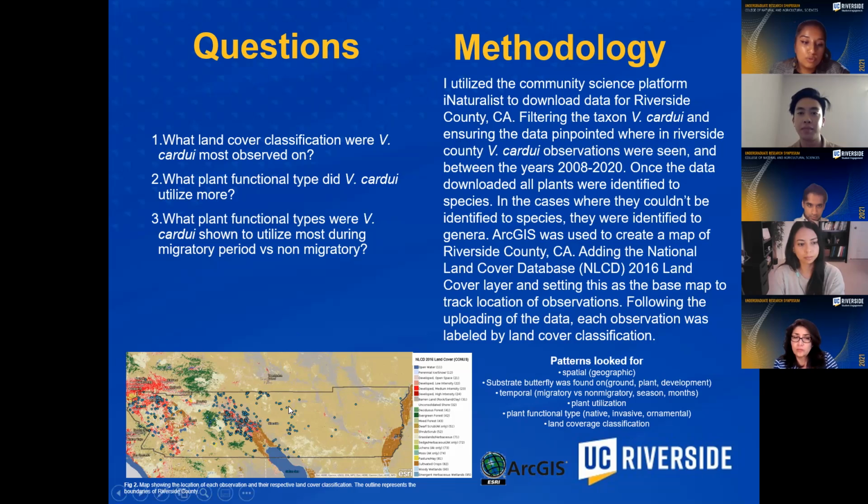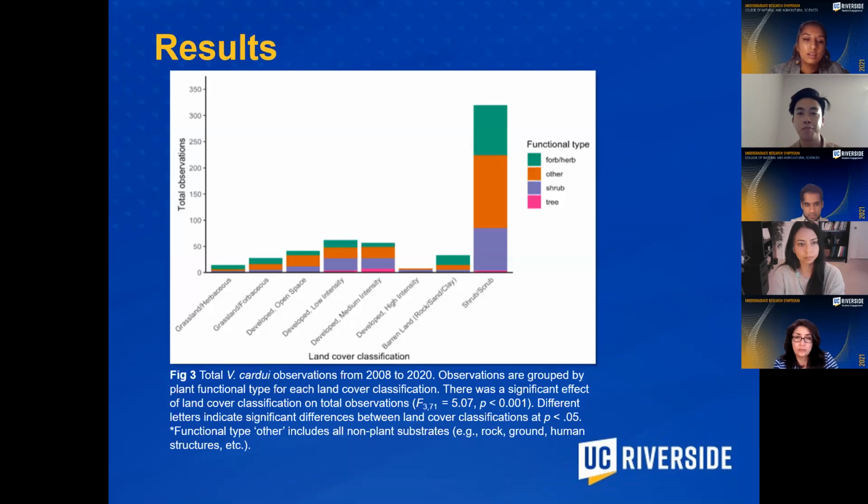Here, figure 2 shows all the quality-checked painted lady observations for the years 2008 to 2020 in Riverside County. So here, figure 3 shows total observations separated by land coverage classification, and each is divided by the functional type observed. As a majority of Riverside is shrub scrub habitat, we can see that that land cover type had the most observations in the various plant functional types.